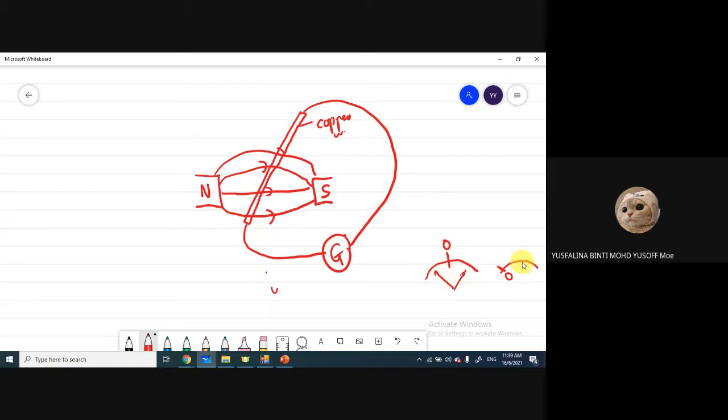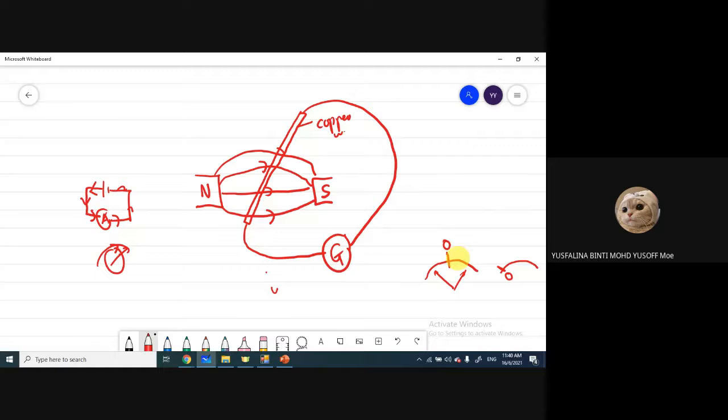Okay, but for this one, you already know that for the emitter that we use in the electric circuit, let's say this is a battery and I have an emitter here. You already know that the current will always flow from positive to negative, so the emitter will always deflect in this way.